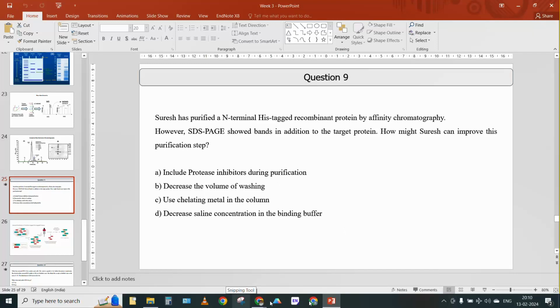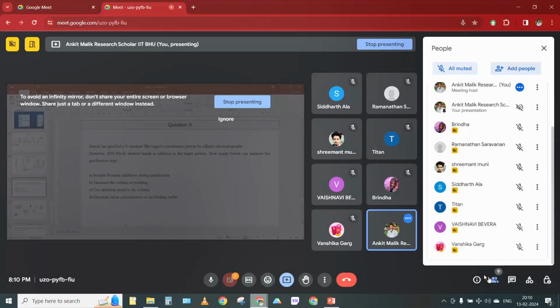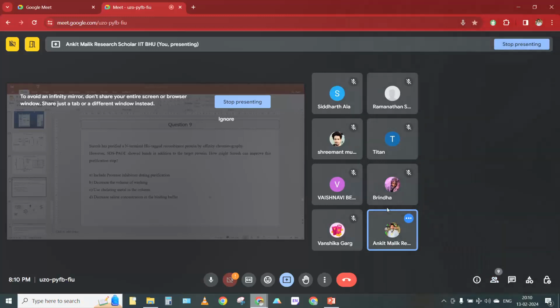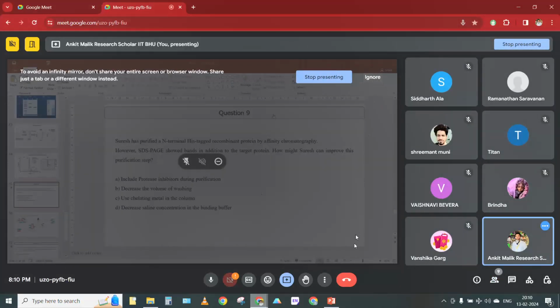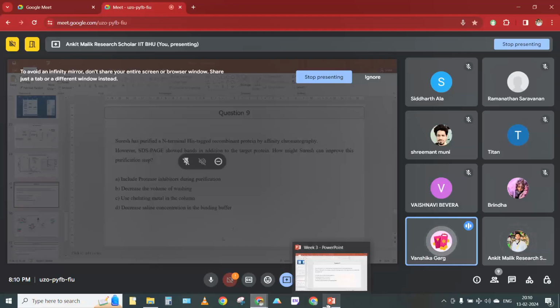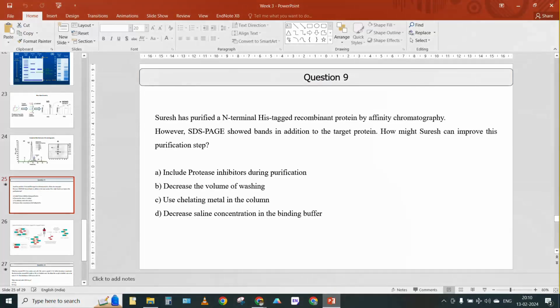So, who was thinking? Vanchika, are you done with your thoughts? Sir, I think he is right about it. He is right. So, Suresh can improve his purification step by including protease inhibitors during purification.